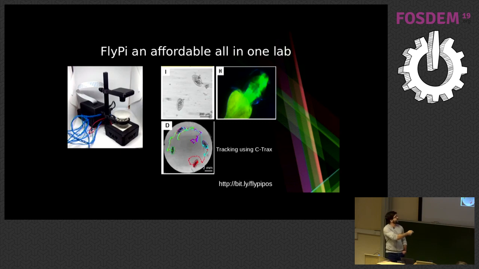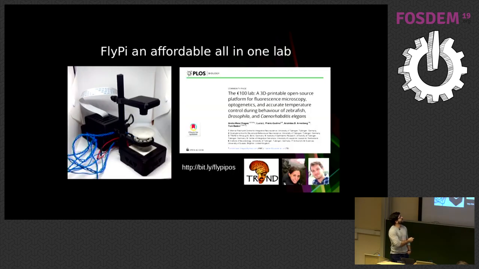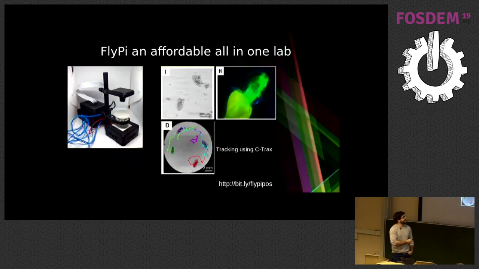If you remember, I showed that if you want to do fluorescence with a regular microscope, you need at least 15,000 euros. And I don't know if I mentioned, but if you source everything from Chinese distributors, you can build all of this for 100 euros. It's completely open source, obviously. I'm going to show that everything of this is on GitHub. And you can easily customize it.